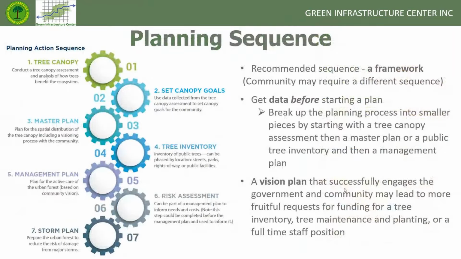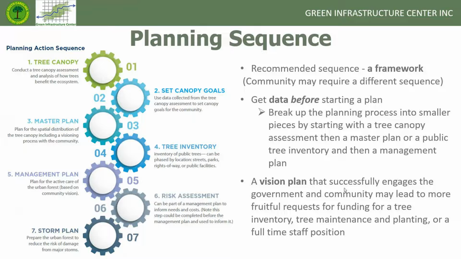In addition, as we were working on this project, the question came up, what order should we be doing things? So we came up with this framework sequence. So this is kind of a logical way to work through all of these goals and planning practices, but it's not the only way. Communities can come up with a different way. We heard about a particular community who really needed to go through the visioning process to get funding to do a tree canopy assessment.